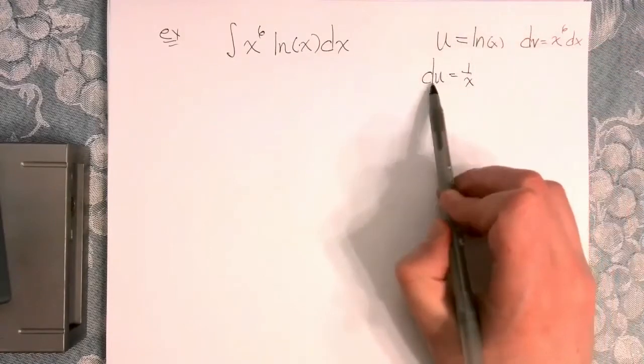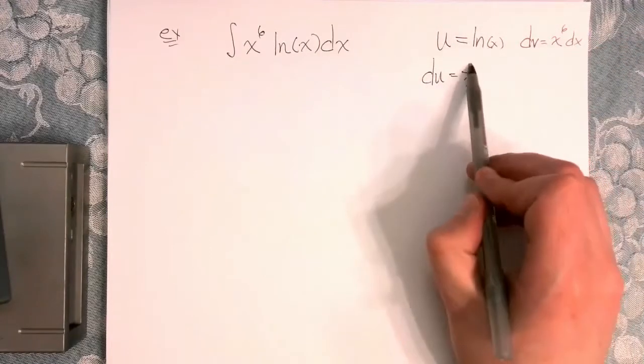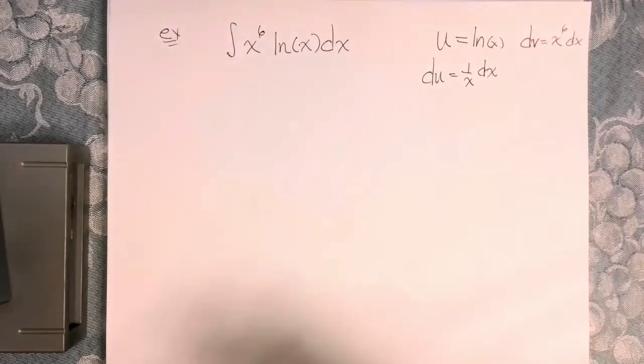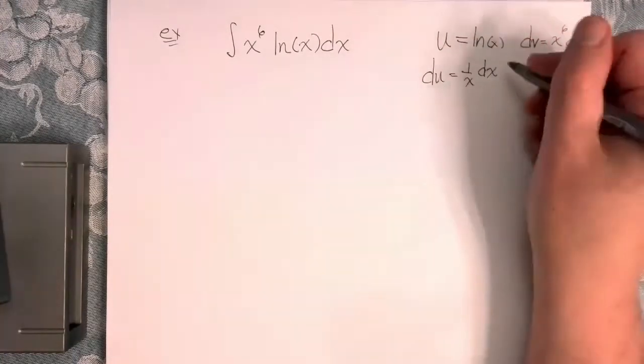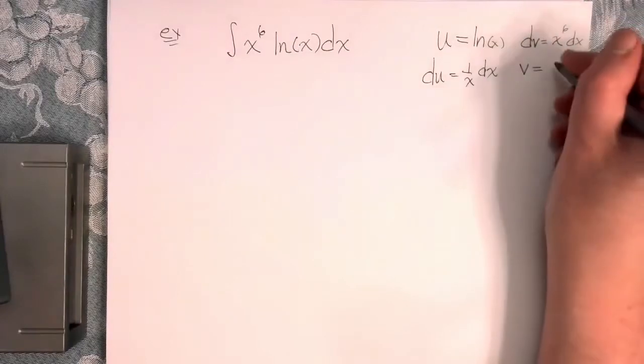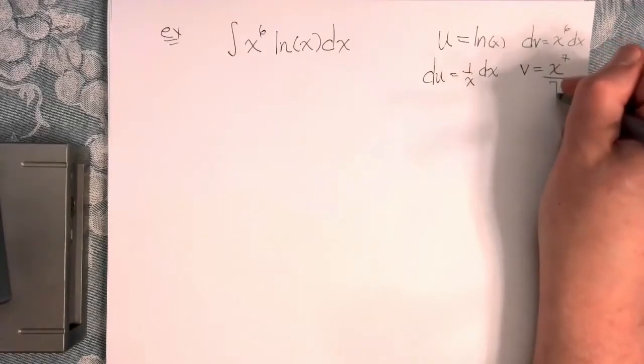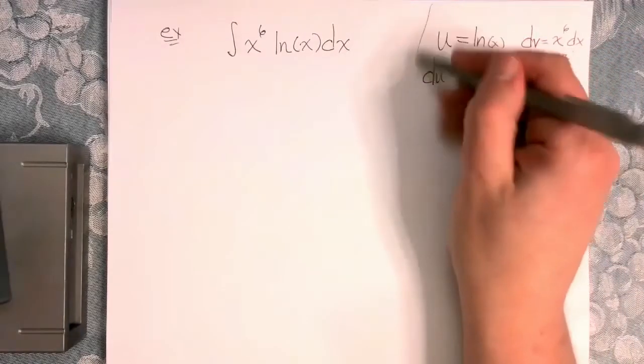So the derivative of the natural log of x is 1 over x, and we perform that in respect to x. And then here I need an antiderivative, right? So I'm going to use the power rule. So this is x to the 7th over 7. Of course, I reserve any plus c's to the end of the problem.